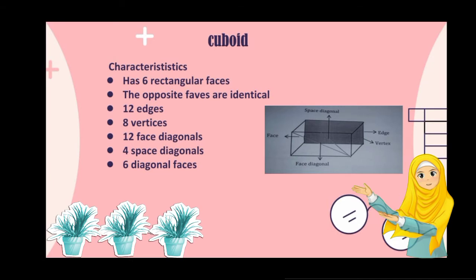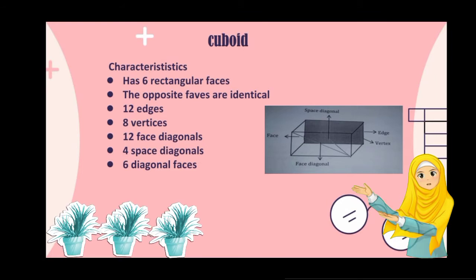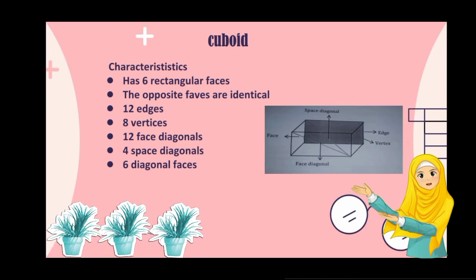Characteristics of a cuboid: 1. Has 6 rectangular faces. 2. The opposite faces are identical. 3. 12 edges. 4. 8 vertices. 5. 12 face diagonals. 6. 4 space diagonals. And 7. 6 diagonal faces.